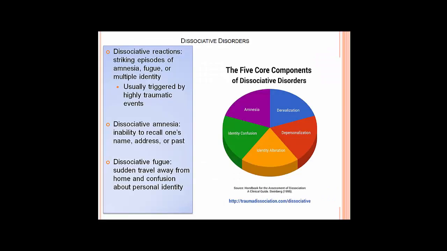Dissociative disorders. What are the 5 components of a dissociative disorder? Well, amnesia is one, derealization, depersonalization, identity alteration, and identity confusion. So dissociative reactions are very clear episodes of amnesia or fugue, where you don't remember. So you go off in a certain area and there's no particular reason why that happens. A dissociative fugue is sudden travel away from home, and a confusion about personal identity.